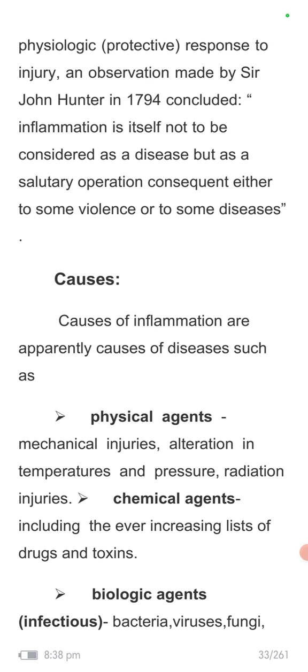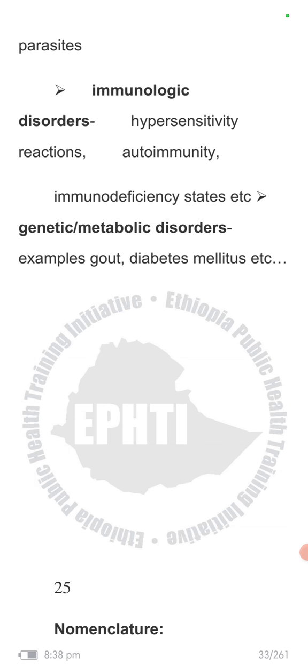While speaking about the causes of inflammation, there are apparent causes such as physical agents, chemical agents, and biological agents. In the physical agents, there are mechanical injury, alteration in temperature and pressure, and radiation injury. The chemical agents include the ever-increasing list of drugs and toxins. The biological agents include infectious bacteria, viruses, and fungal parasites.